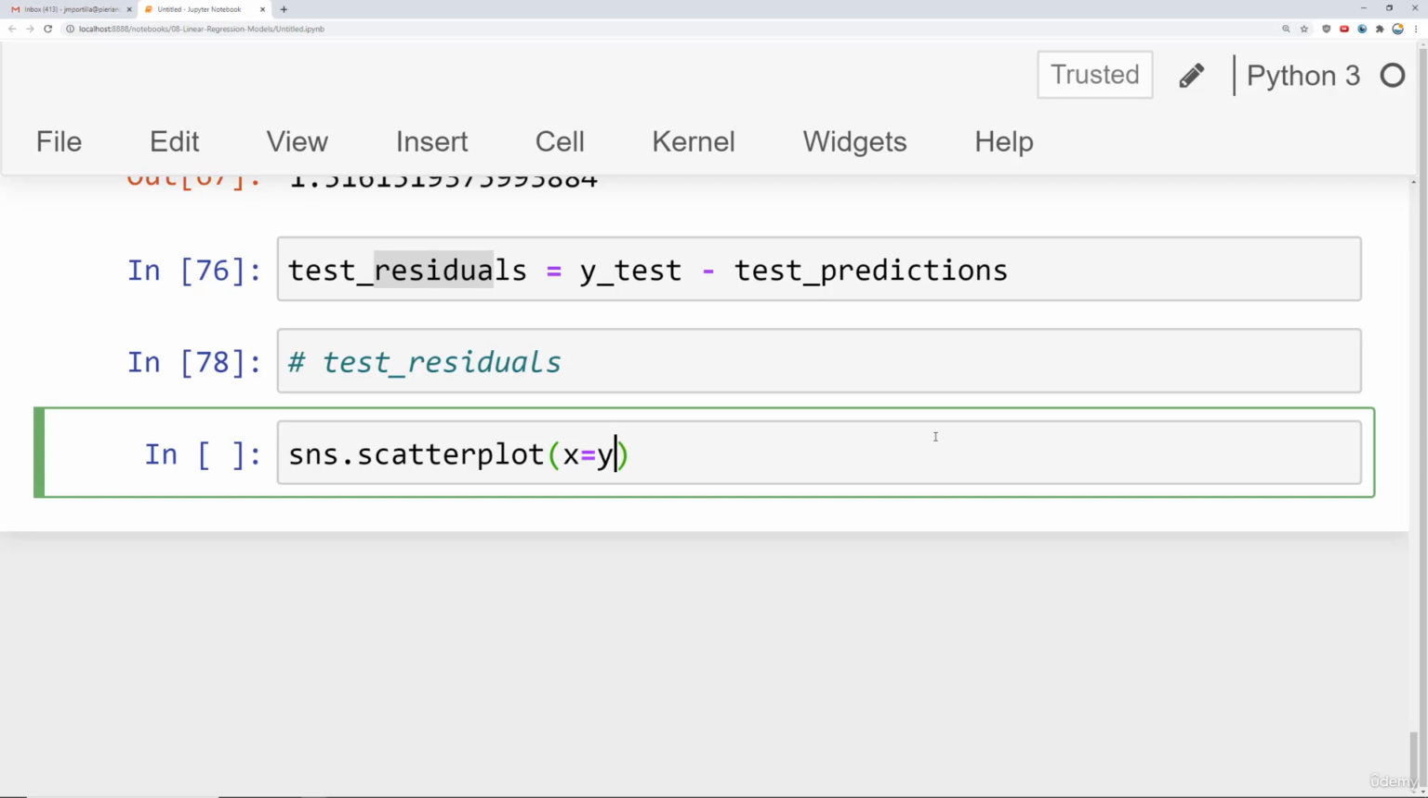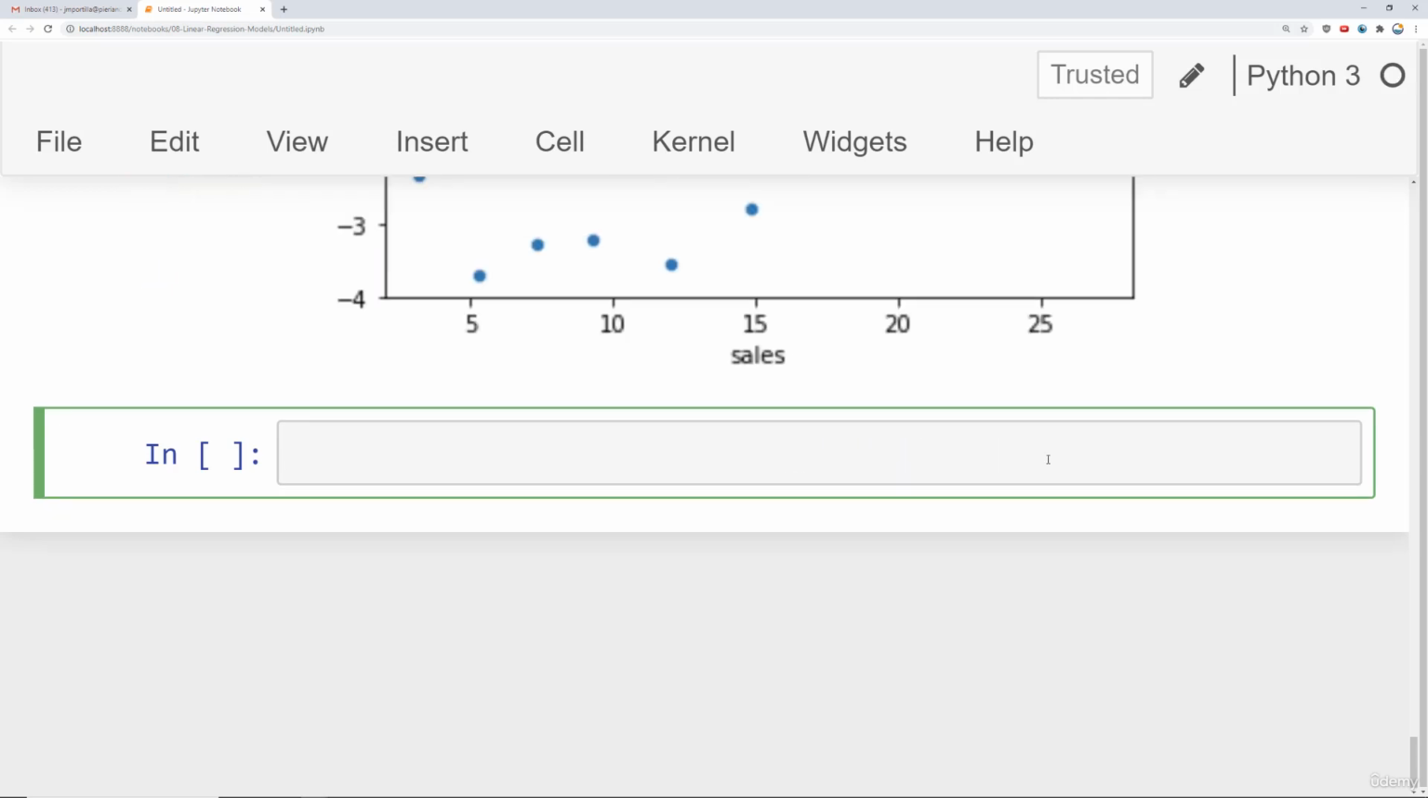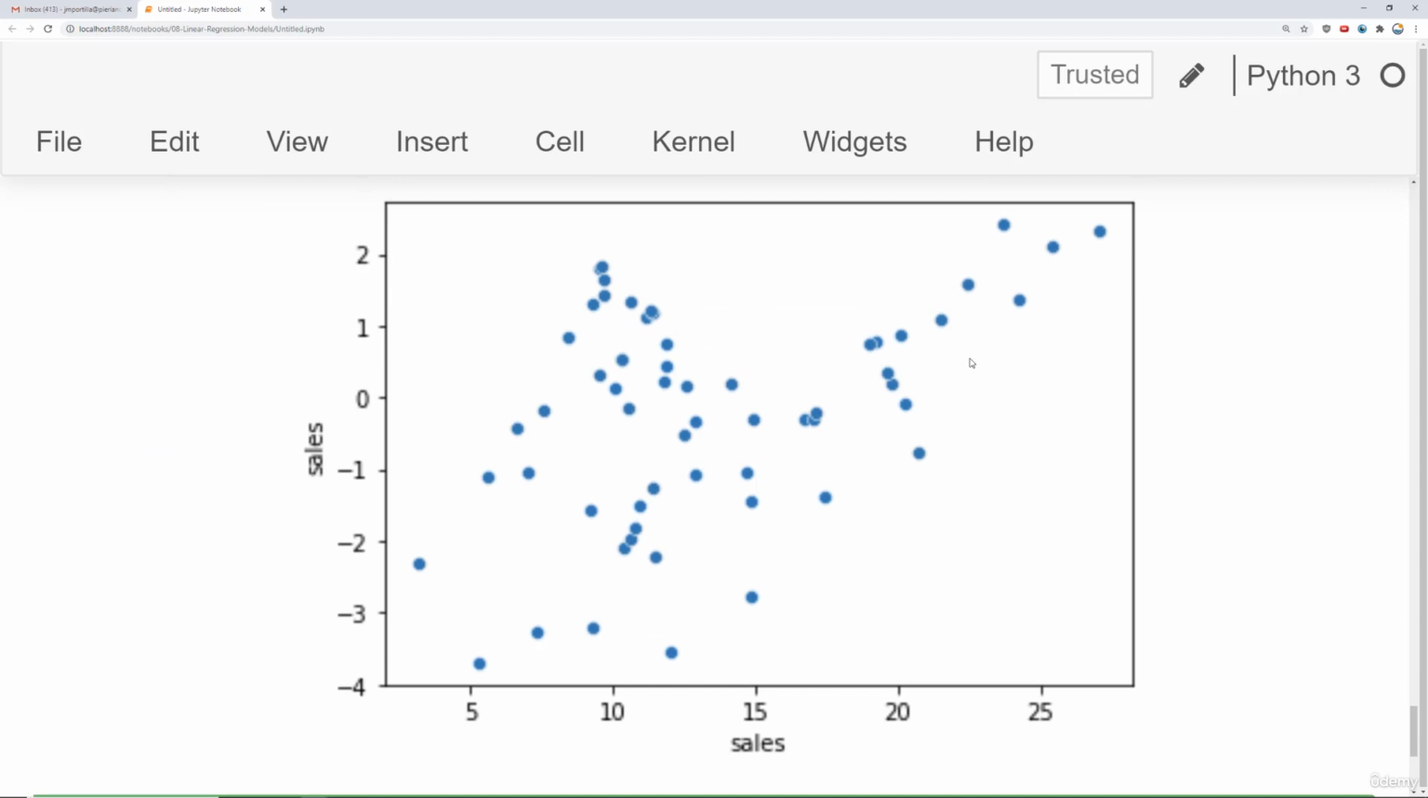I'll have the x-axis be my y test points, so those are the correct y values, and then I'll pass in, for the y-axis, my residuals for each of those points. So essentially what I should have is this range of true y values on the x-axis, and then an exploration of how far off I am for each of those points.